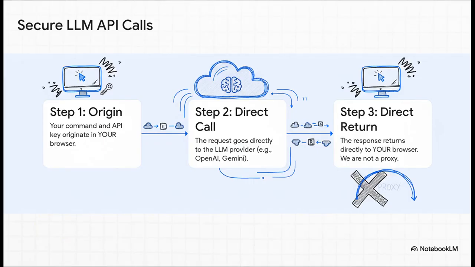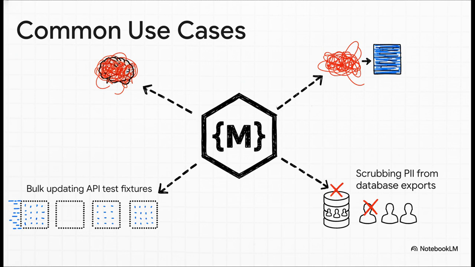But wait, you might say, what about the AI commands? This is where the security model is so important. When you type in a command, the request goes directly from your browser to the AI provider, like OpenAI. Then the response comes directly back to your browser. MegaJSON is never in the middle. They aren't a proxy, so your data and your private API key are never exposed to them. It's a direct line.